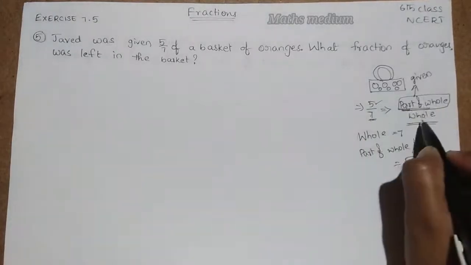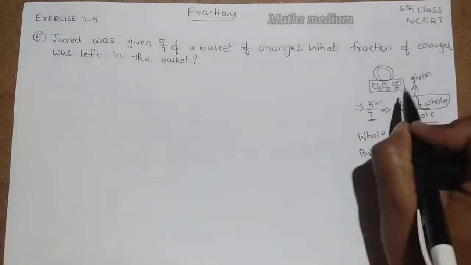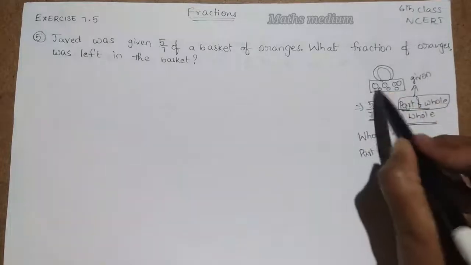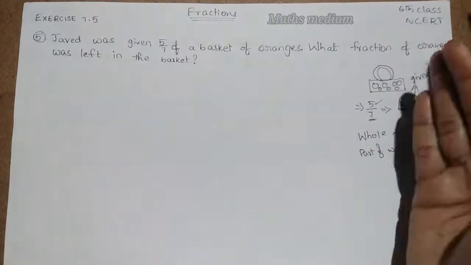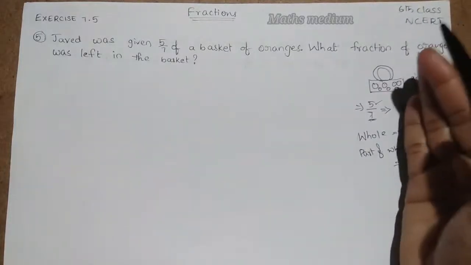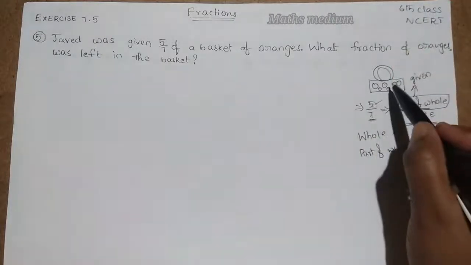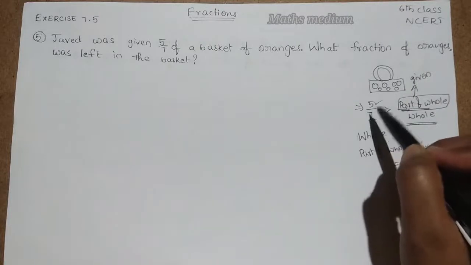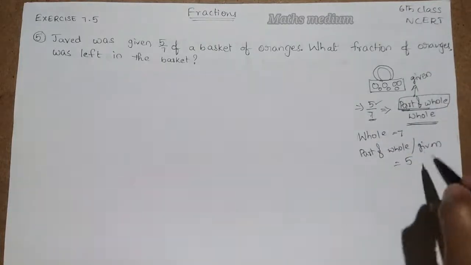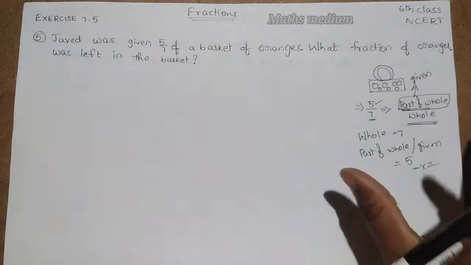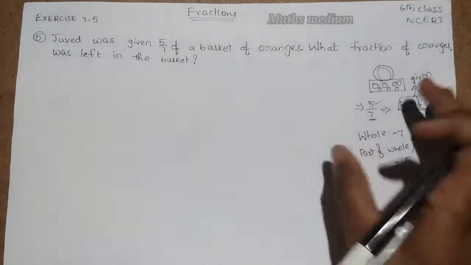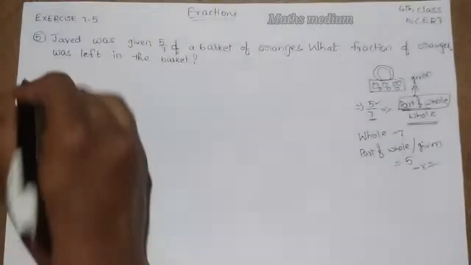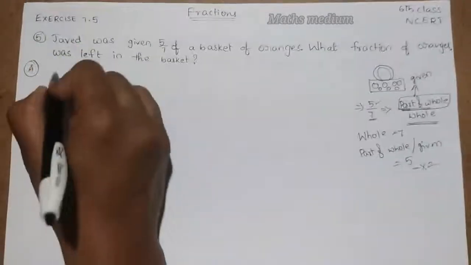So the whole is nothing but 7. In this basket, how many oranges do we have? 7, because of the whole. See here: 1, 2, 3, 4, 5, 6, 7. So 7 oranges are there. Of the 7 oranges, he gave 5 out of 7 to his friend. So this is the answer here, but we have to analyze this in a step-by-step procedure, then we will get a better answer. So let's start.